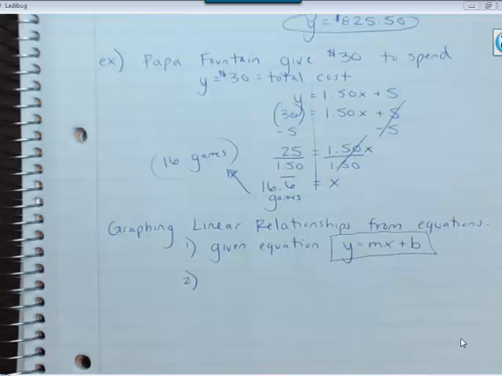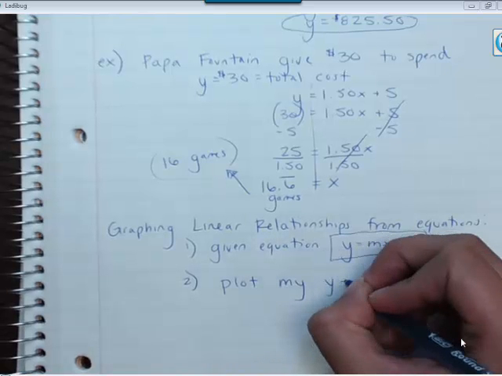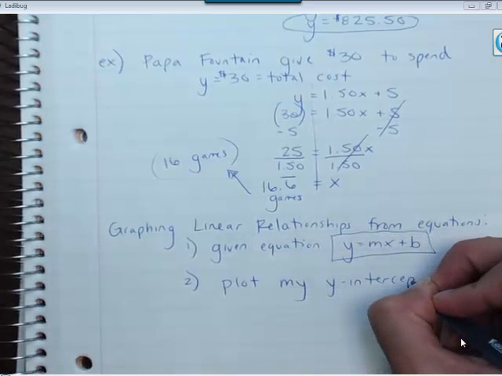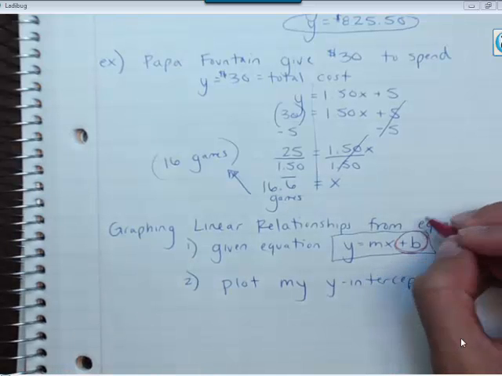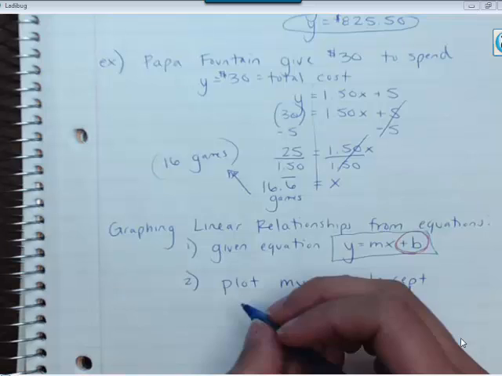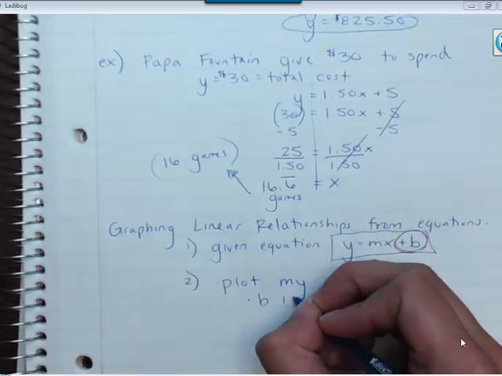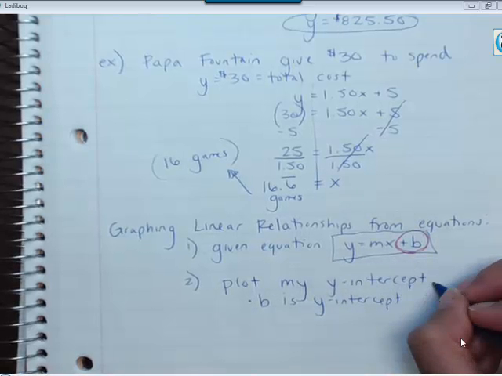Okay, I'm going to plot my y-intercept because it's already given to me in my problem. Remember, the b represents my y-intercept. So whatever that number is, that's where it crosses over the y-axis. Okay, b is my y-intercept. And that coordinate is going to be 0, whatever that b is.